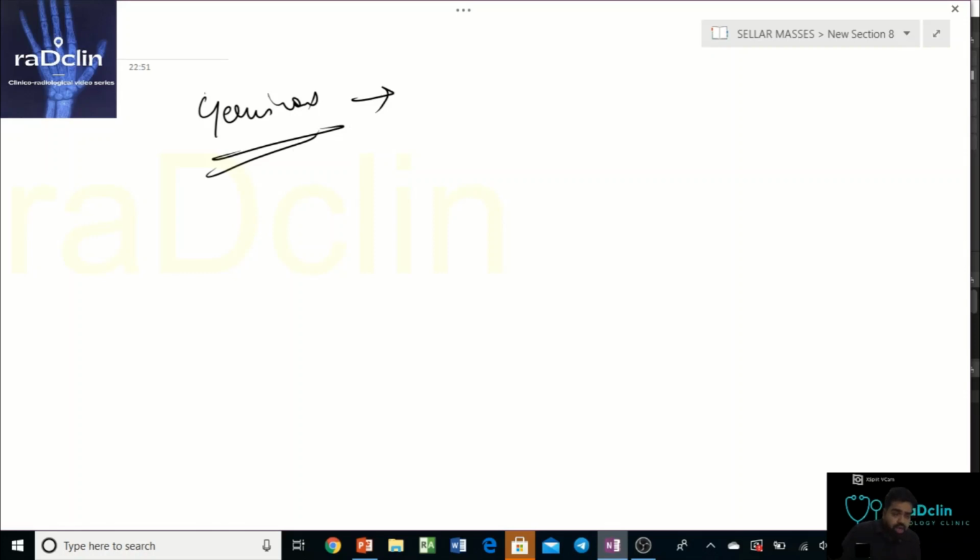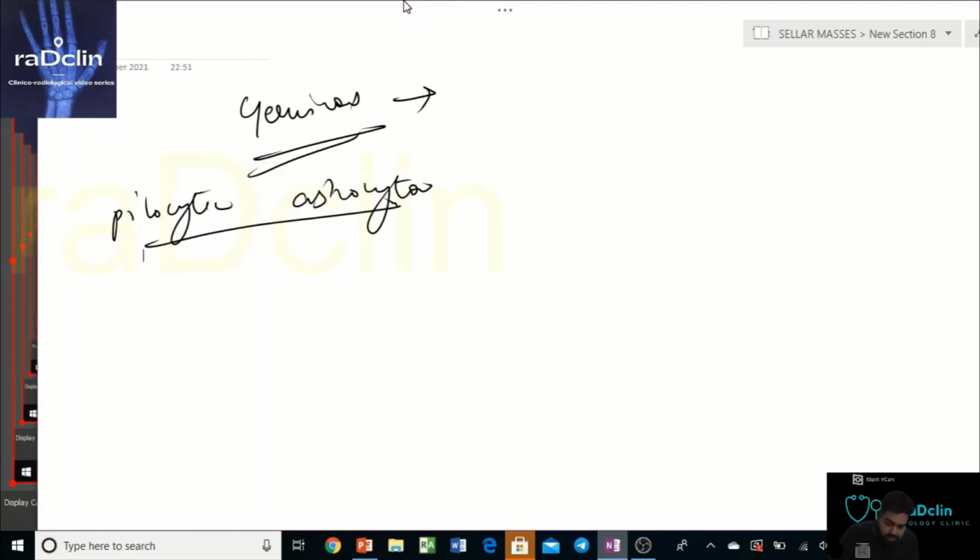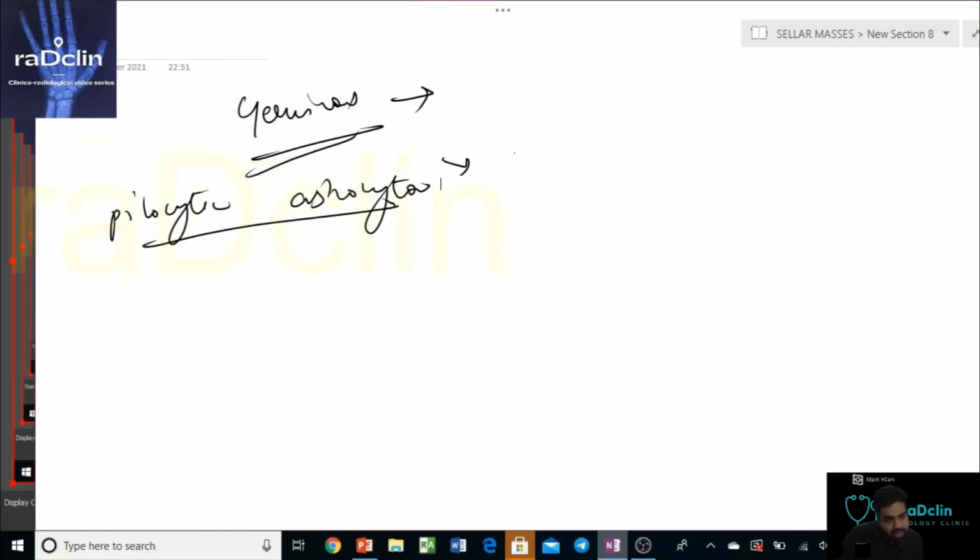In children, a tumor like pilocytic astrocytoma can also involve this particular area. It will cause an enlarged optic chiasm. It will have variable enhancement. These lesions we will discuss in great detail in the upcoming videos. So these were the basic mass lesions that could involve the sellar, suprasellar and parasellar regions.